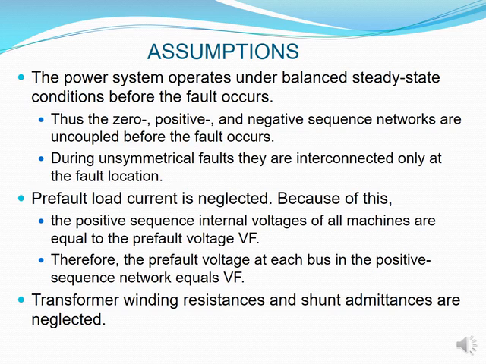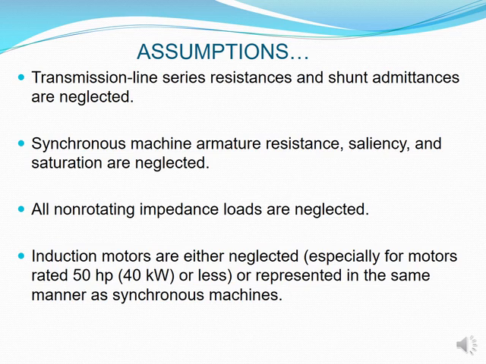So for our positive sequence, we usually draw in our VF onto our bus bar. Your transformer winding resistance and shunt admittance, and transmission line series resistance and shunt admittances, we neglect them. Your synchronous machine armature resistance and salient saturation, we neglect. All non-rotating impedances are neglected. Then for induction motors, we either neglect them or represent them in the same manner as our synchronous machines.